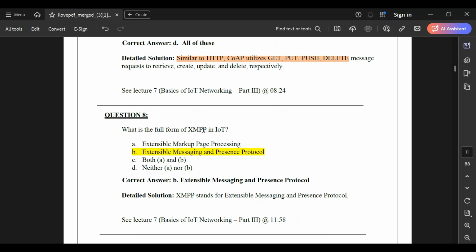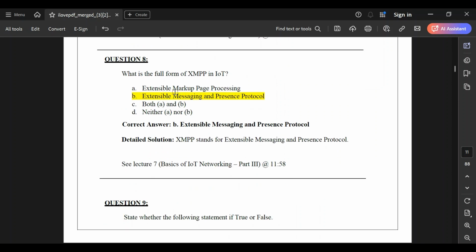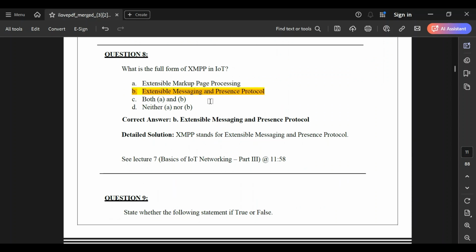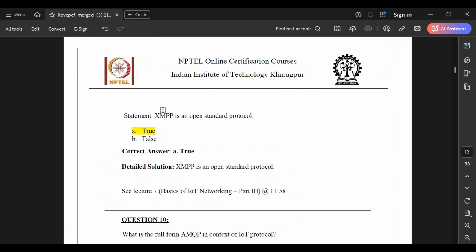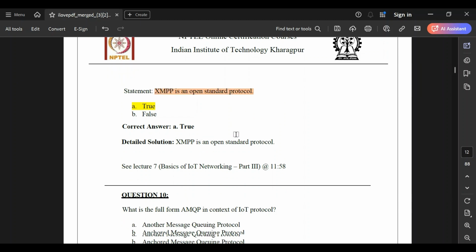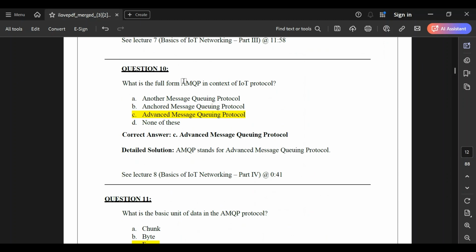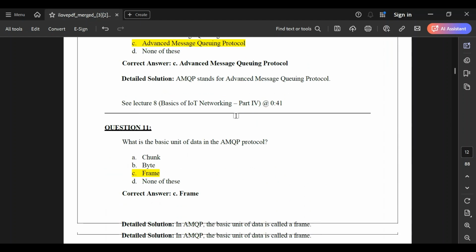What is the full form of XMPP in IoT? So you can see here Extensible Messaging and Presence Protocol is there. So this is the full form. You should be knowing about all these things. Which of the following statements is true or false? So XMPP is an open standard protocol. It is true. And what is the full form of AMQP? So it is Advanced Message Queuing Protocol.